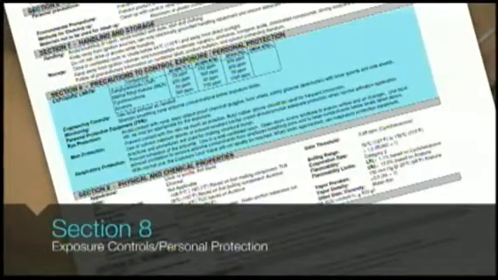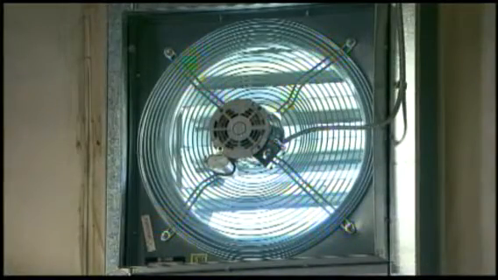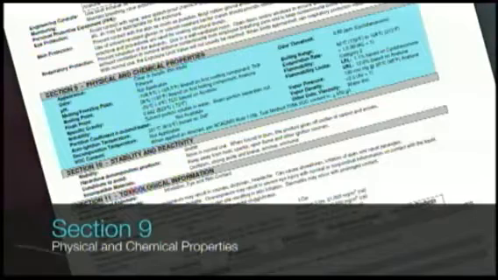Section 8, Exposure Controls, Personal Protection. This is where you can learn about exposure limits, engineering controls, and protective measures, including what personal protective equipment you'll need. Section 9, Physical and Chemical Properties, is a list of all the many different characteristics that can impact safety. Section 10, Stability and Reactivity, shows you possible hazardous reactions. Section 11, Toxicological Information, describes various health effects and possible acute, short-term, and chronic, long-term effects of exposure. Sections 12 through 15 do not apply to workplace safety.